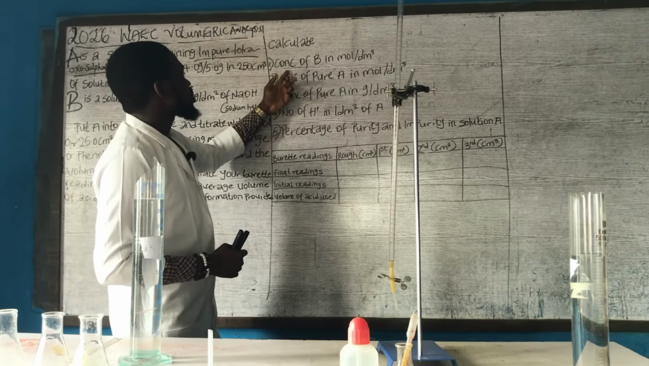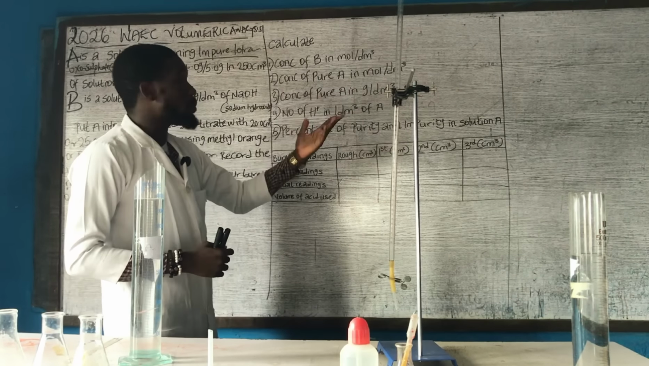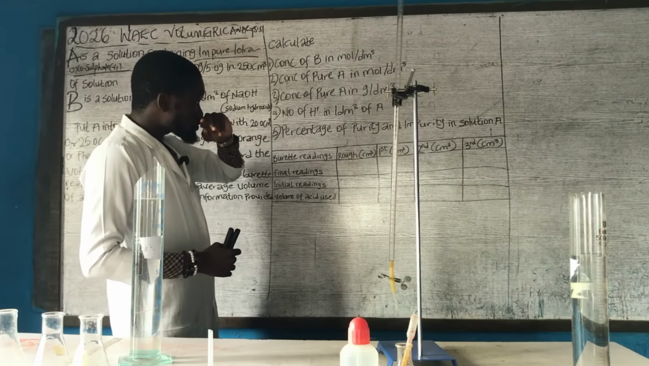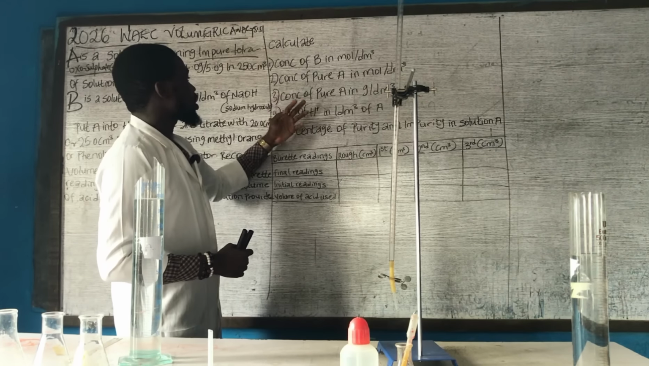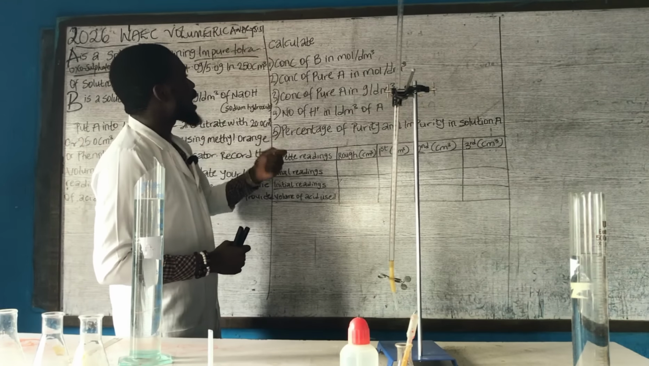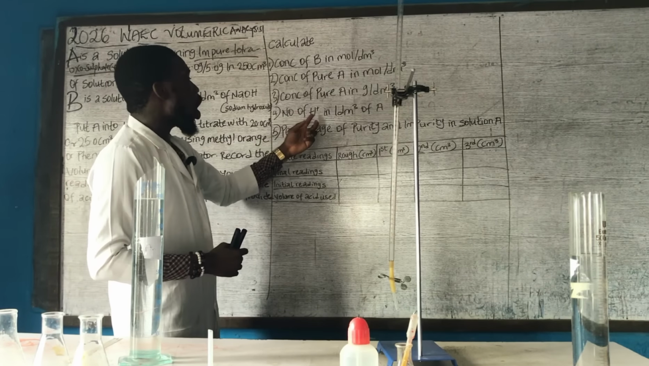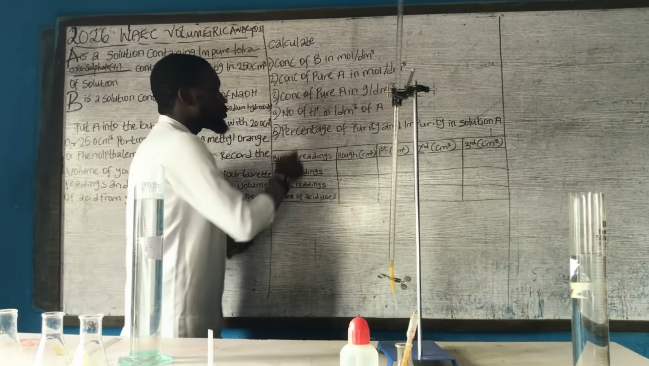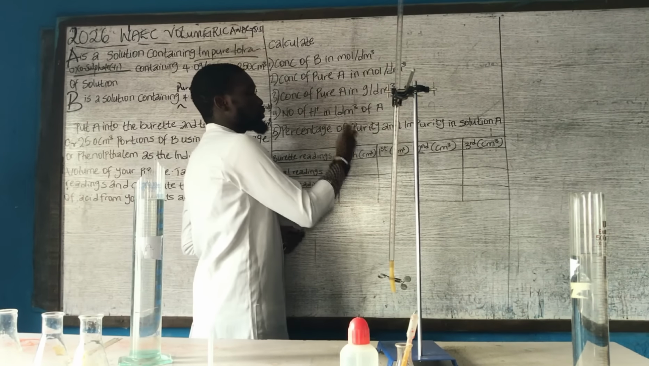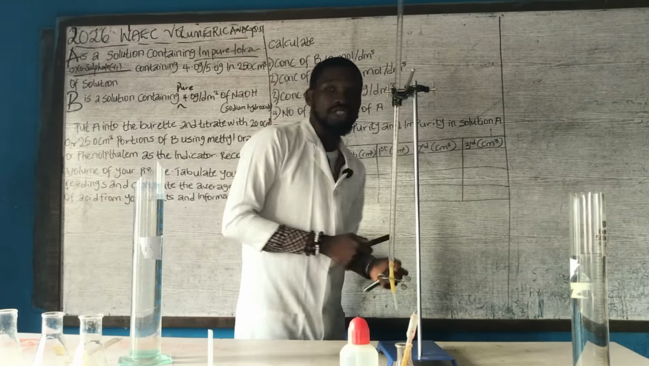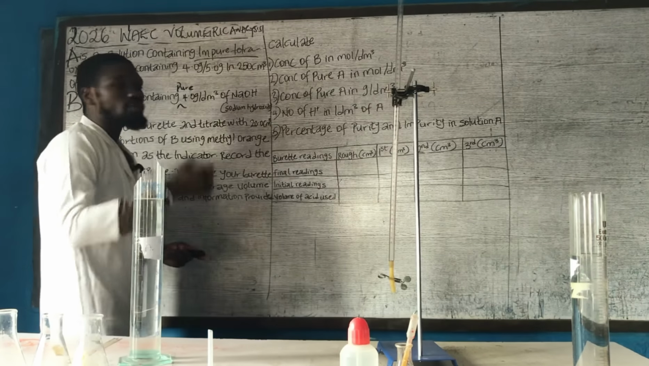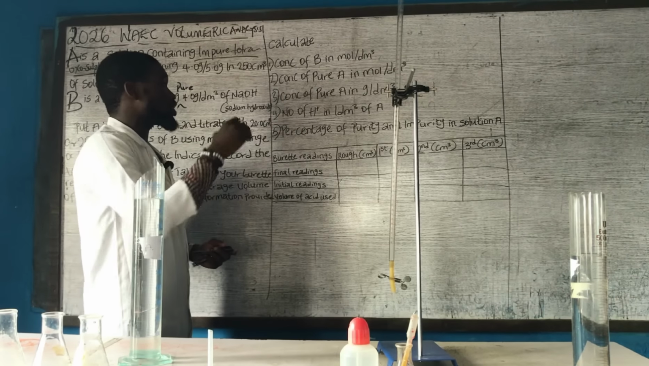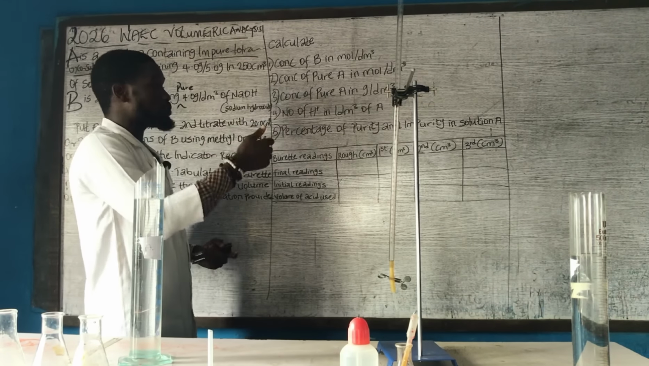So, calculate the concentration of B in mole per dm cube, the concentration of pure A in mole per dm cube, the concentration of pure A in gram per dm cube, and the number of hydrogen ions in 1 dm cube of A. Calculate the percentage of purity and impurity in solution A. So respectively, for both A and B, you have to calculate the percentage of purity and impurity.